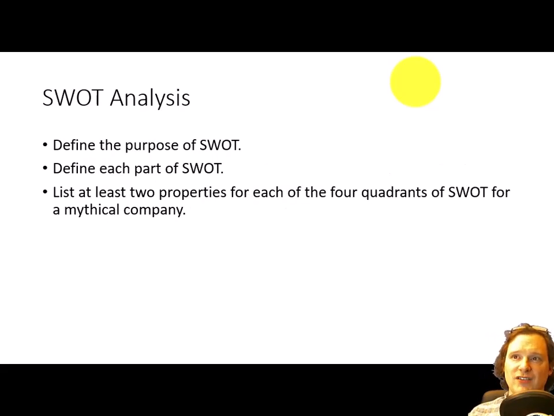Our fourth week was all about SWOT analysis. I want you to know all about the purpose of SWOT analysis. SWOT analysis helps a company understand its position with regards to strengths and weaknesses and internal and external influences. I want you to define each part of SWOT, in other words, the strengths, the weaknesses, the opportunities, and the threats, and how it aligns with positive and negative internal and external forces. And then I'm going to give you a mythical company, and I want you to list 2 properties for each of the 4 quadrants of SWOT analysis for a mythical company.